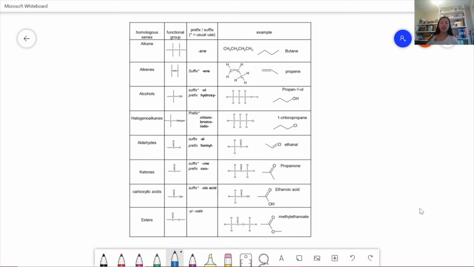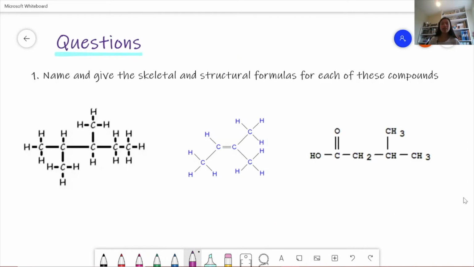So in the example, what you do is you name the bit without the double bond O first. So that's the methyl. Like when we named branched chains, we have methyl and then ethanoate is the other 2 carbons. But we'll go into that a bit later. Now we're going to look at some questions.